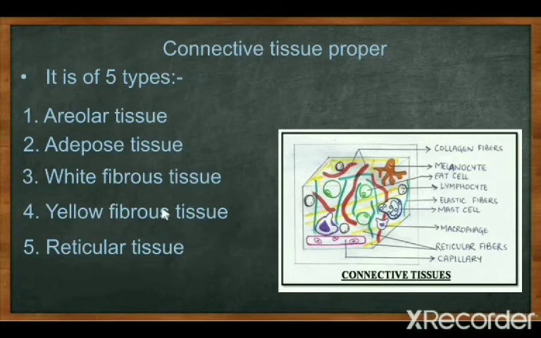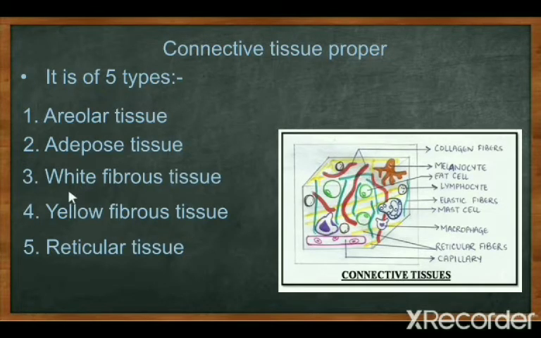Okay, next one is yellow fibrous connective tissue. Yellow means ligament. It is also called ligament. Ligament, that is, the place where two bones are joined is called what? Yellow fibrous connective tissue or ligament. It means we can write that white fibrous connective tissue, that is tendon, is bone plus muscle. In yellow we will write that ligament, that is, bone plus bone.